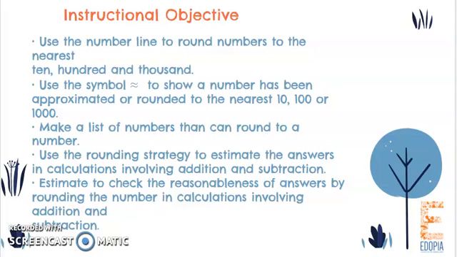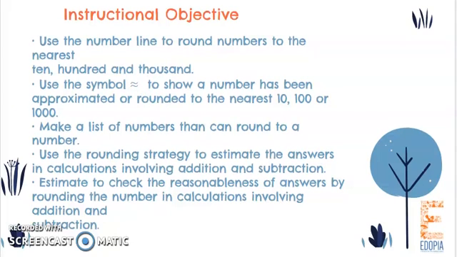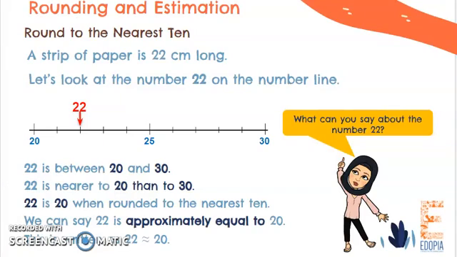So rounding a number basically means taking a less precise version of it. We have multiple ways to round a number depending on the level of precision that we need. For example, we can round a number to the nearest 10, 100, and 1000. This symbol here is used to show a number that has been approximated or rounded. A very good way to understand rounding a number is to use a number line.